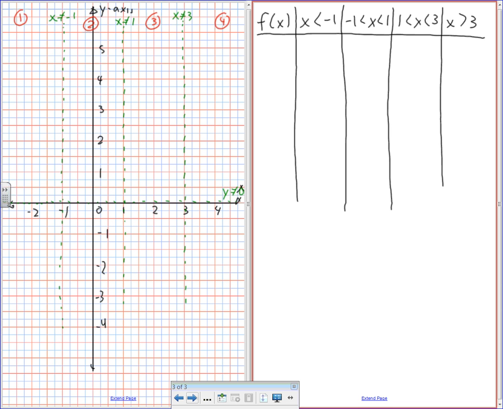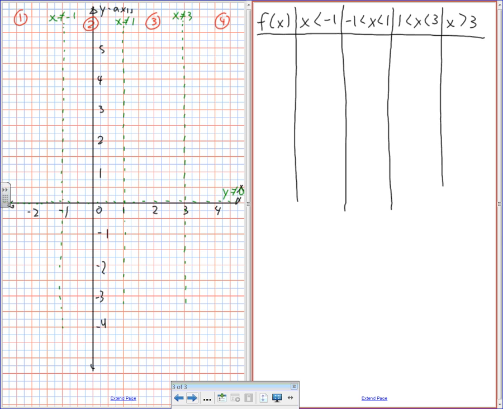The second is going to be between the next set of asymptotes, so x is between -1 and +1. Just think like domain, the same thing. For number 3 then, it's going to be between +1 and +3. And number 4 is going to be on the right side, so it's going to be bigger than 3. So think of it just like you're dealing with domain, the same thing there.